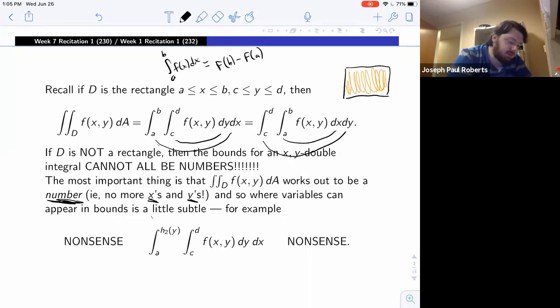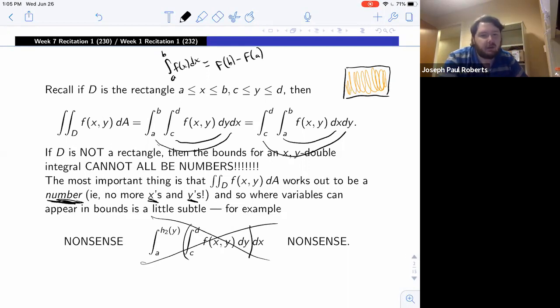So something like this is really bad, because remember the iterated integral step that Dom went over the other day? You work your way from the inside out. If you were to do something like this, you would first do the partial antiderivative with respect to y, plug in d and c, and then you'd get some stuff. And if you were plugging in h2 of y as your last thing that you do, that y is, of course, going to hang out in your answer. So your outermost bounds cannot have any variables in them.